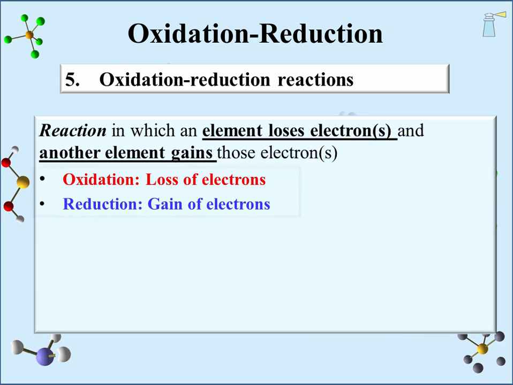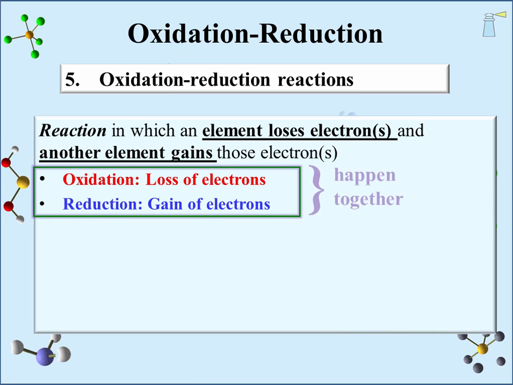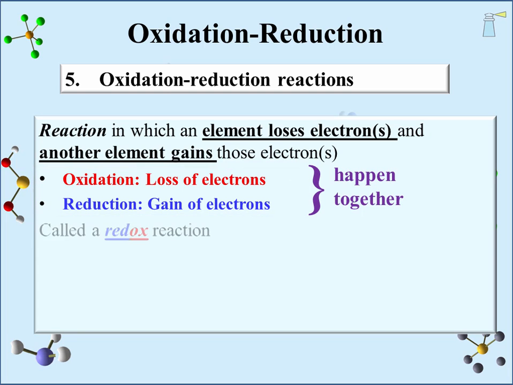The thing to remember about oxidation and reduction is that they have to happen together. There is no gain without loss. There is no loss without gain. The electron is transferred. The reaction name shortens down into redox. An oxidation-reduction reaction is a redox reaction.